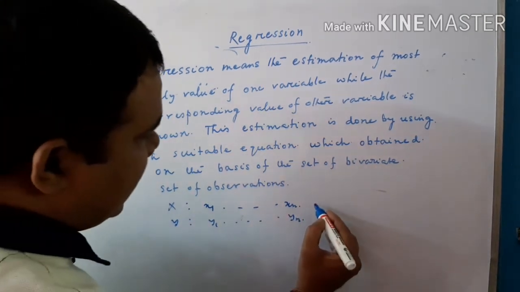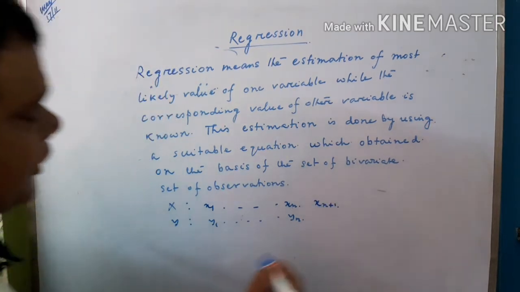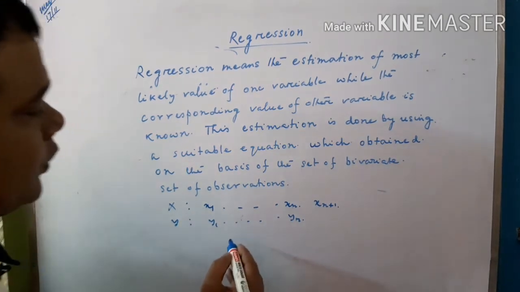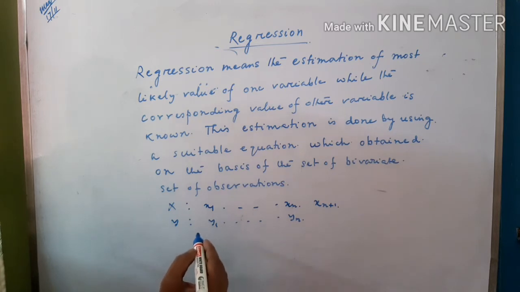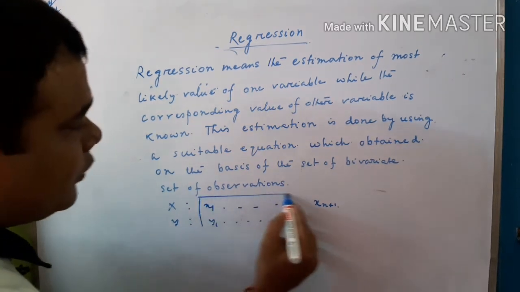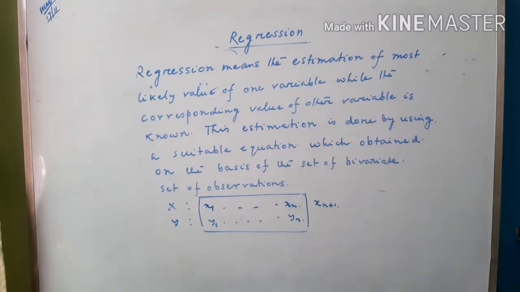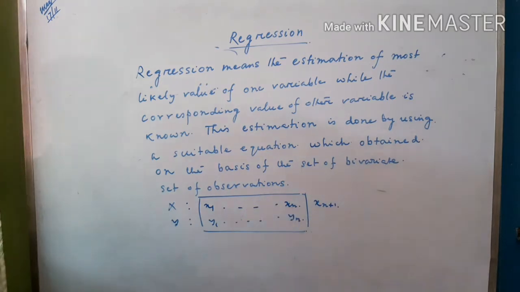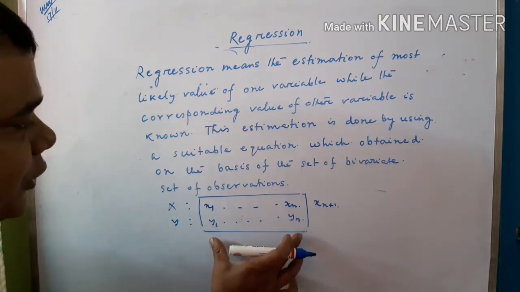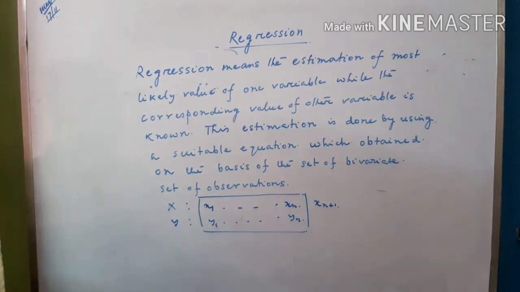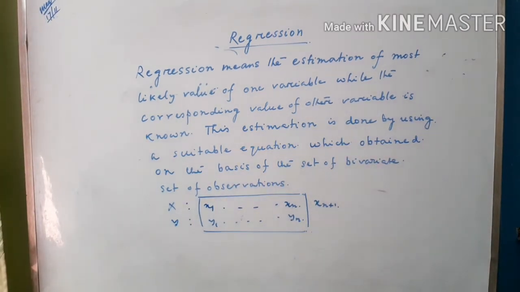Now if there is some extra value of x, that is xn plus 1, what will be the corresponding value of y? That we can find by using a mathematical equation, and this mathematical equation is obtained on this pair of observations. Clear? Here x1, y1, x2, y2, dot dot dot, xn, yn are known. So from this pair of observations we find some mathematical equation on which if we put the value xn plus 1, we obtain the value of the other variable, that is maybe yn plus 1.